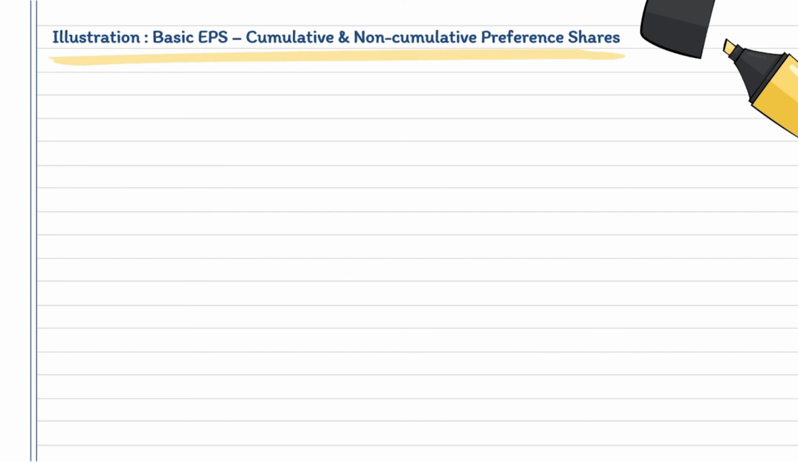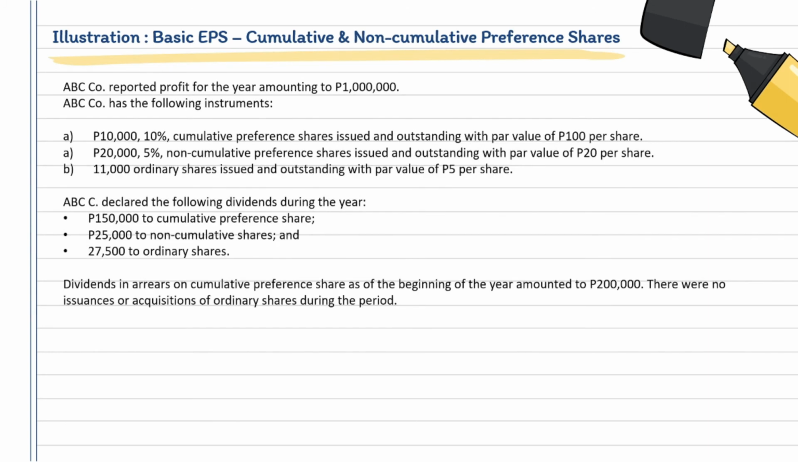To understand better, let's have an illustrative example. Let's say ABCO reported profit for the year amounting to 1 million pesos. ABCO has the following instruments, shown in the table. ABCO declared the following dividends during the year, also shown. Dividends in arrears on cumulative preference shares as of the beginning of the year amounted to 200k. There were no issuances or acquisitions of ordinary shares during the period. For our requirement, compute the basic earnings per share for the period.